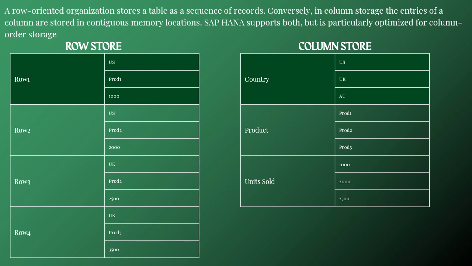As I have written, a row-oriented organization stores a table as a sequence of records. In a columnar storage, the entries of a column are stored in contiguous memory locations. SAP S4 HANA actually supports both, but it is useful to use columnar storage where you need to scan or do aggregation of certain tables. In that case, using column storage is pretty useful.